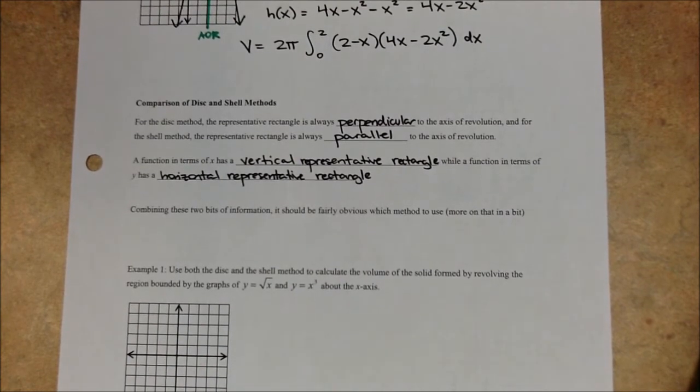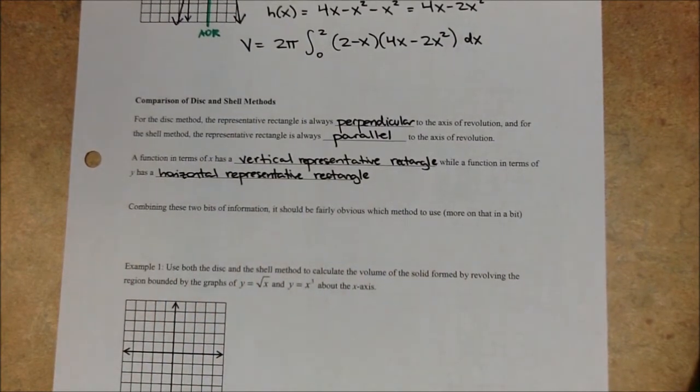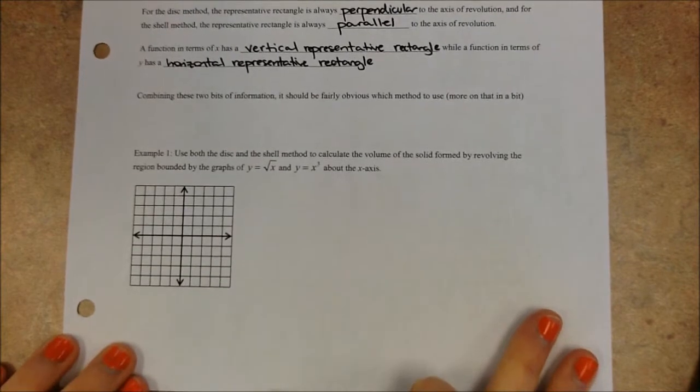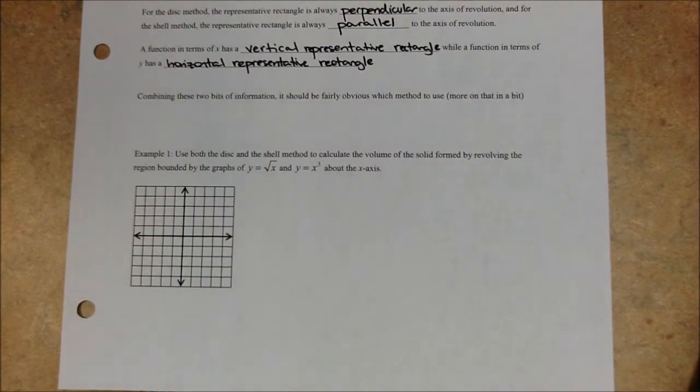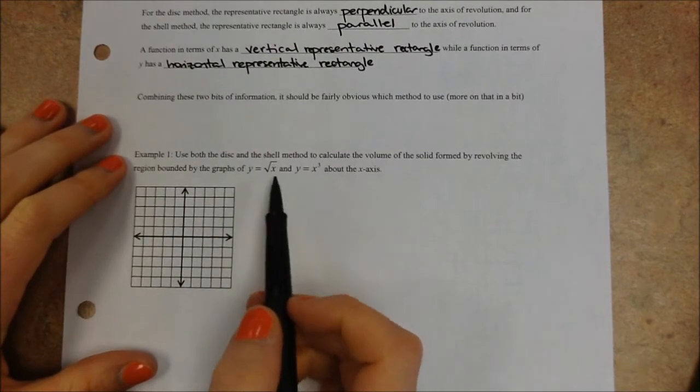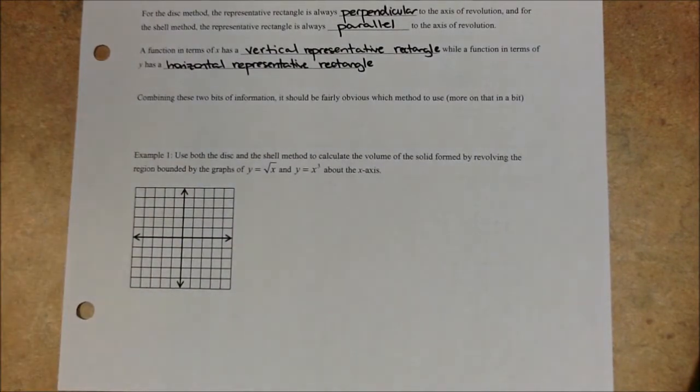So combining these two pieces, like I said, we'll talk about this in a bit, but it should be fairly obvious which method you're going to be picking. So this example, we're going to use both. We're going to draw the sketch on here, and then let's compare the disk method and the shell method. Which one's easier, which one makes more sense, but then you'll see that we obviously get the same answer either way. So we've got root x and then x cubed. They're going to intersect at 1, 1.